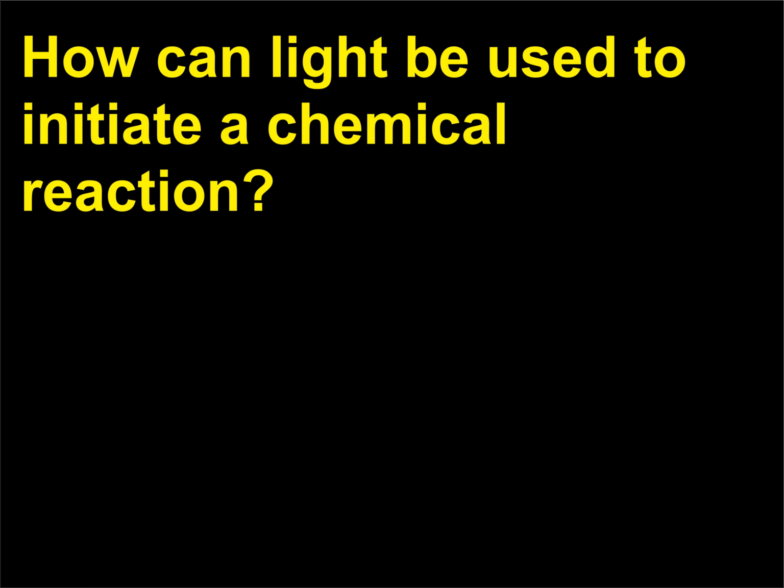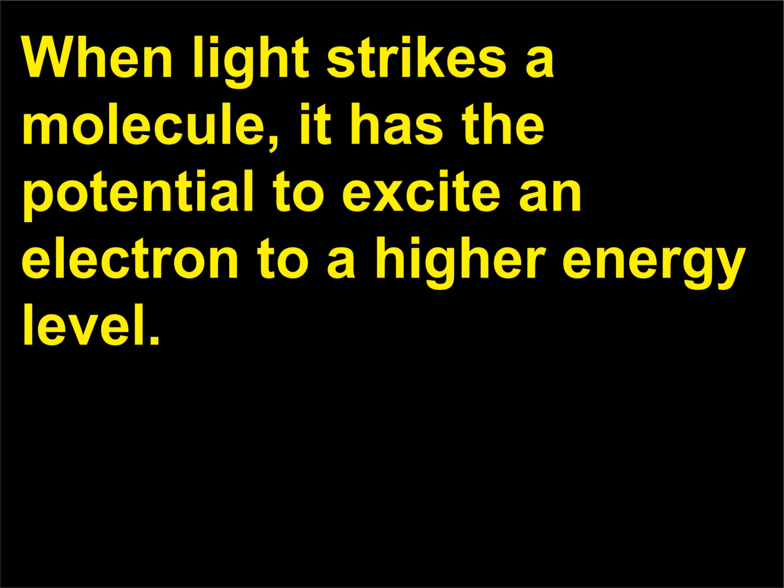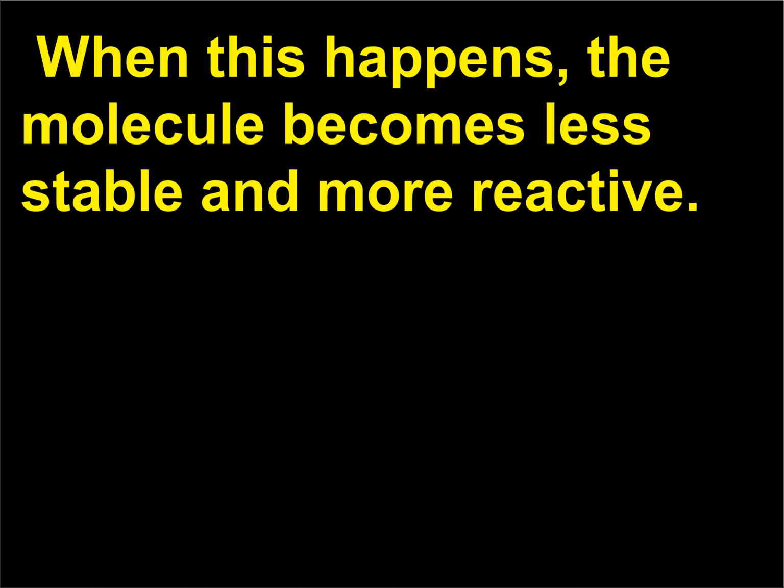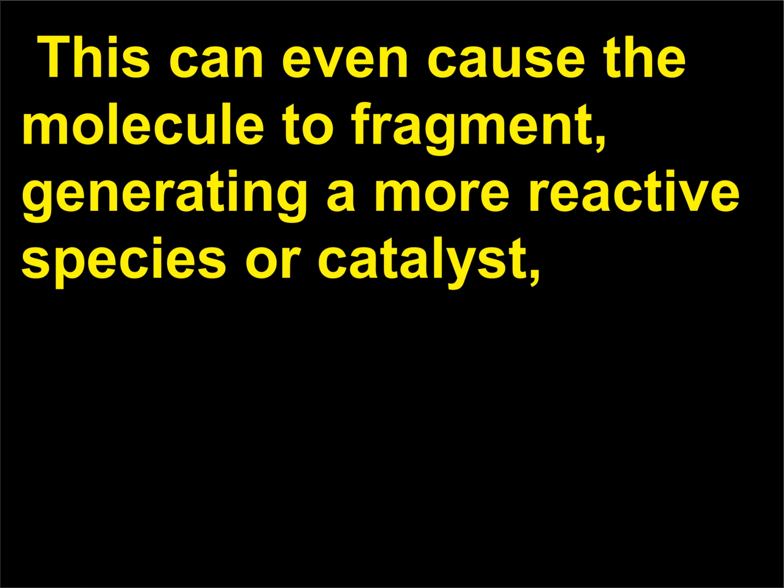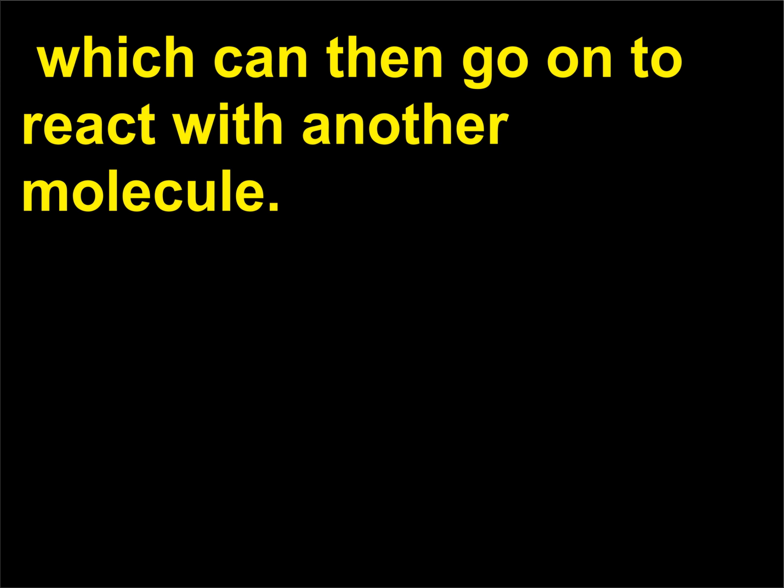How can light be used to initiate a chemical reaction? When light strikes a molecule, it has the potential to excite an electron to a higher energy level. When this happens, the molecule becomes less stable and more reactive. This can even cause the molecule to fragment, generating a more reactive species or catalyst, which can then go on to react with another molecule.